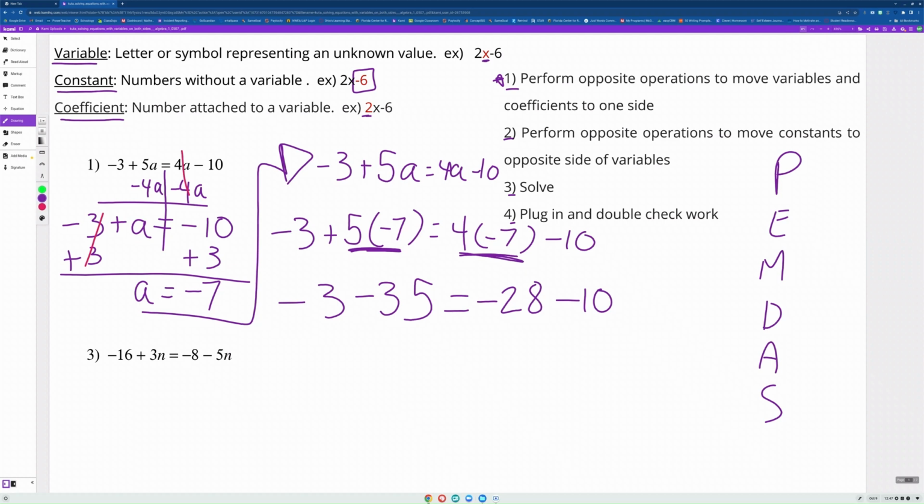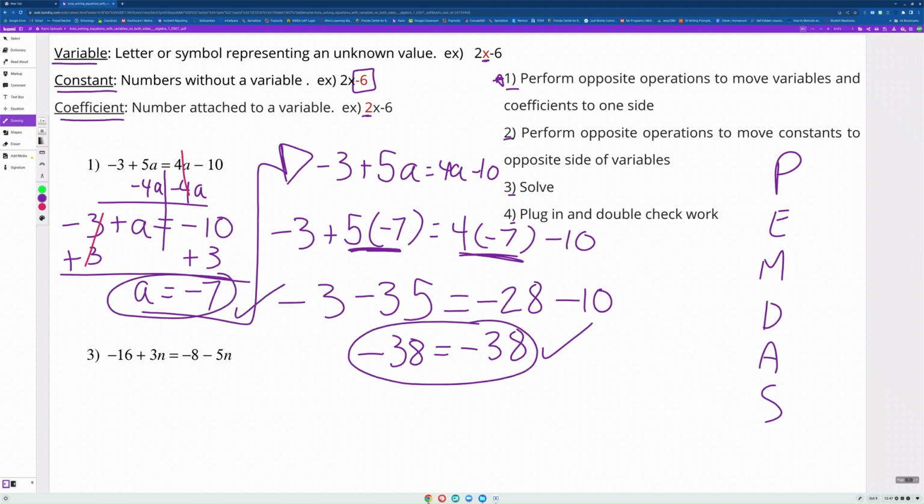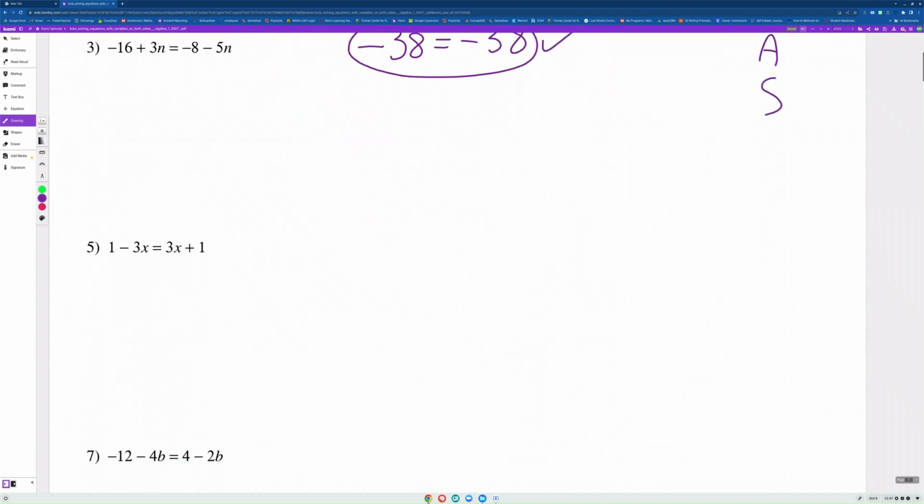So now all I'm going to do is go ahead and solve. Negative 3 minus 35 is negative 38. And then negative 28 minus 10 is also negative 38. So because my two answers are equal to each other, that does mean that a is going to equal negative 7. So let's go ahead and do one more.